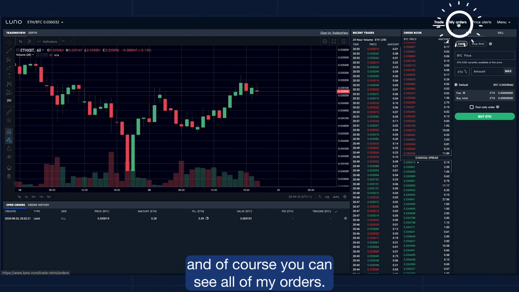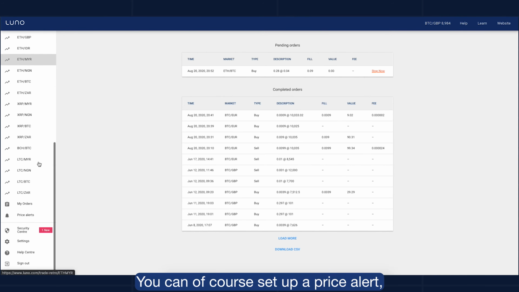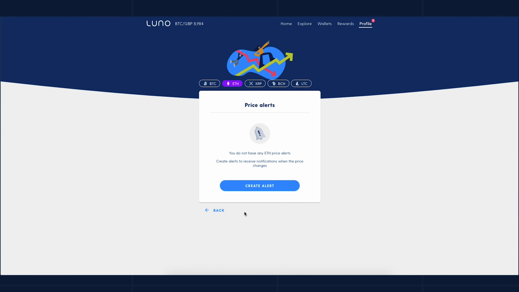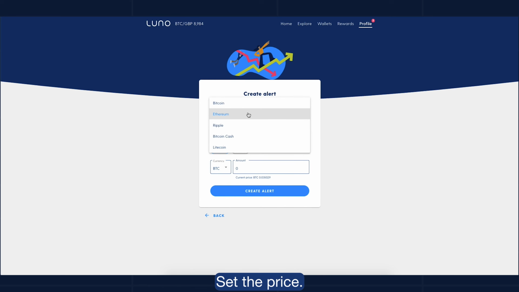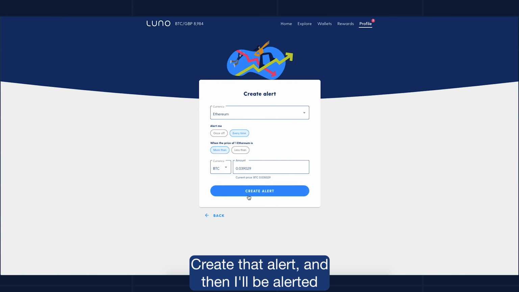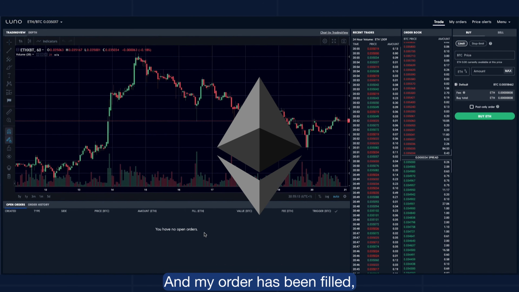And of course we can see all of my orders. Now we know that we're going in at this price. You can of course set up a price alert. And this is great for ETH. Set the price, Ethereum, alert me. So great, I can set the price alert once off or every time it goes up. Create that alert and then I'll be alerted every time. Super simple. And my order has been filled.